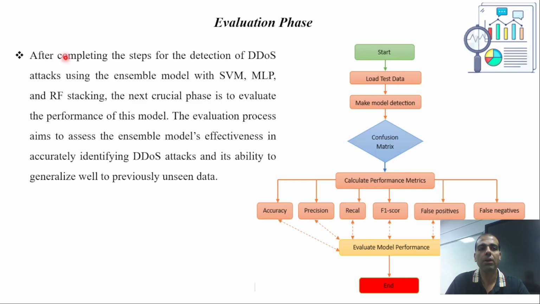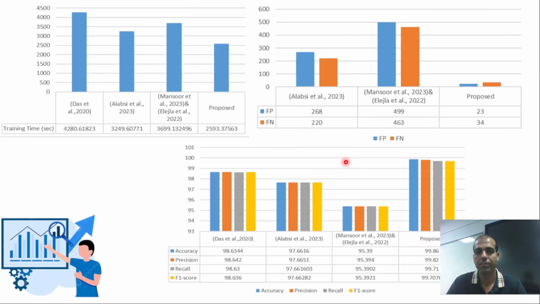At the end, after completing the step for detecting DDoS attacks using the ensemble model with SVM and MLP, the evaluation process aimed to assess the ensemble model's effectiveness and accuracy in identifying DDoS attacks and its ability to generalize to unseen data by calculating performance metrics such as accuracy, precision, recall, and F1, then compare it with other studies.